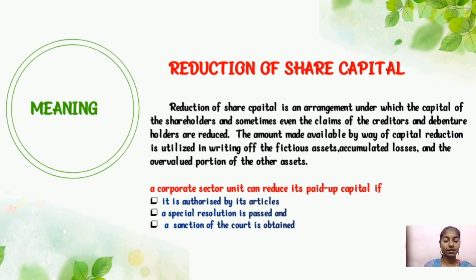A company can reduce its paid-up capital if it is authorized by its articles, a special resolution is passed, and the sanction of the court is obtained.